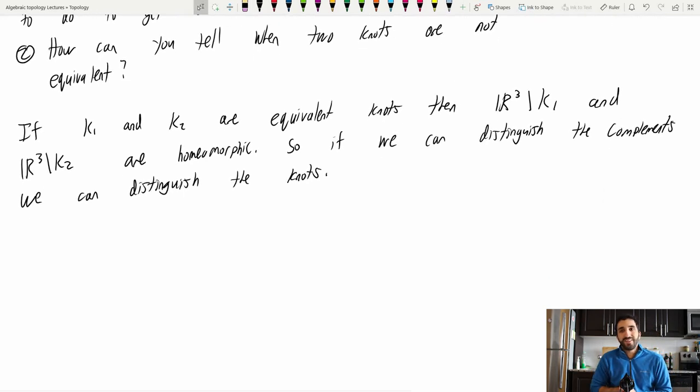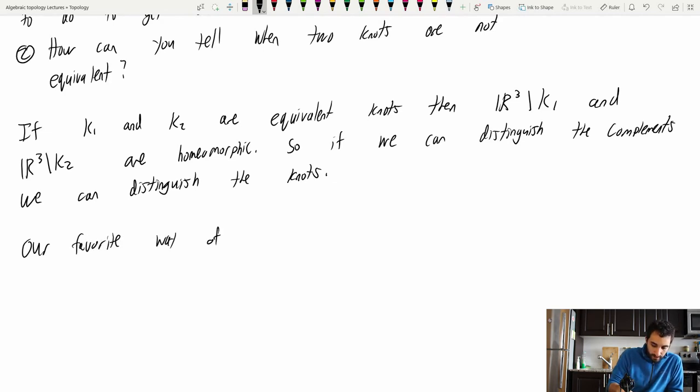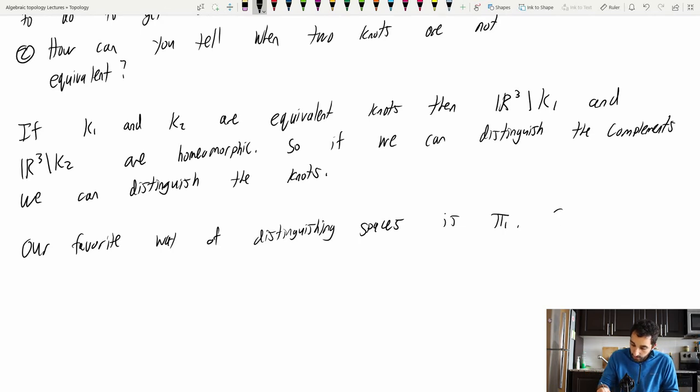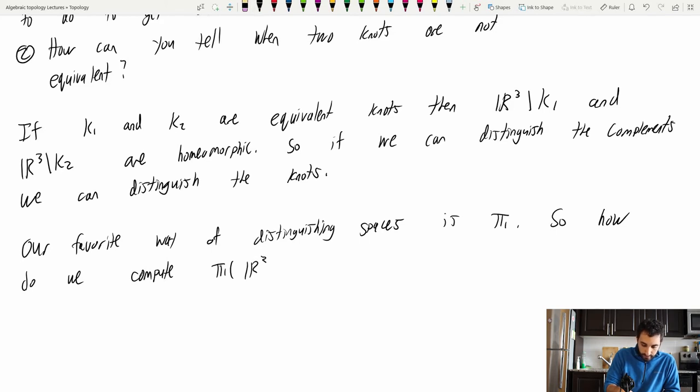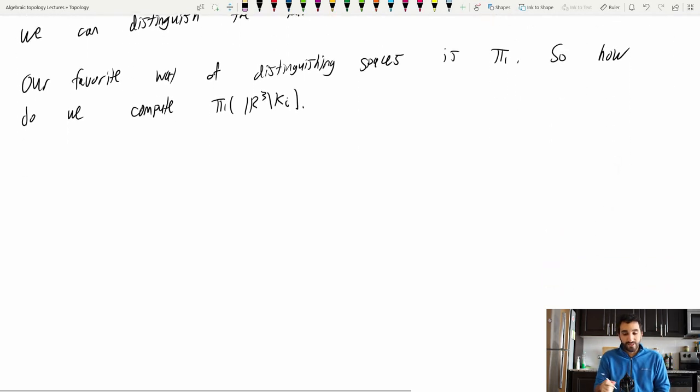Well, how do we tell apart spaces in this class? So far, we have one big tool. Our favorite way of distinguishing spaces so far, at least, is π1. So the question is, how do we compute π1 of the complement of the knots? And the answer is called the Wirtinger Presentation.